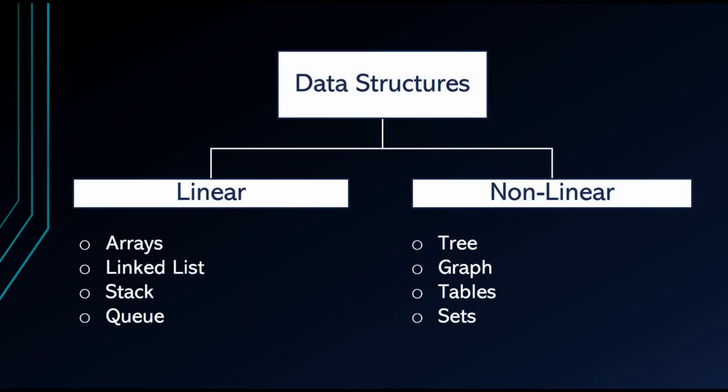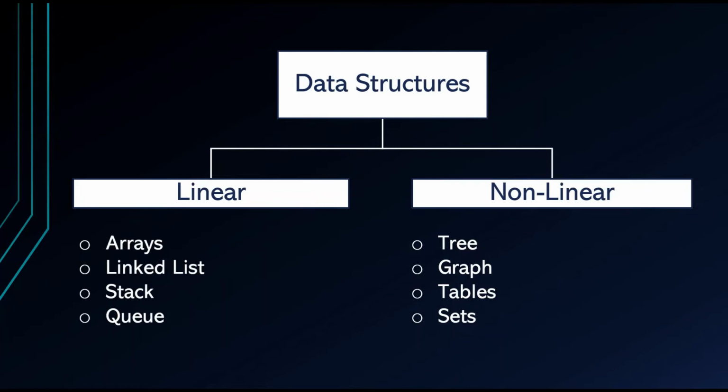Mainly, we can divide these data structures into two types, which are linear and nonlinear. What is linear? Linear data structures means the elements of that data structure are arranged in one dimension. For example, arrays, linked lists, stacks, and queues.